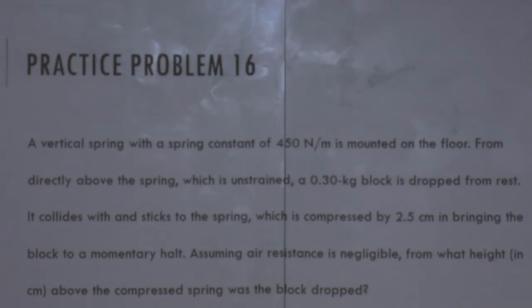All right. So we have a vertical spring with a spring constant of 450 Newton per meter mounted on the floor. From directly above the spring, which is unstrained, a 0.3 kilogram block is dropped from rest. It collides with and sticks to the spring, which is compressed by 2.5 centimeters, bringing the block to a momentary halt. Assuming air resistance is negligible, from what height in centimeters above the compressed spring was the block dropped?